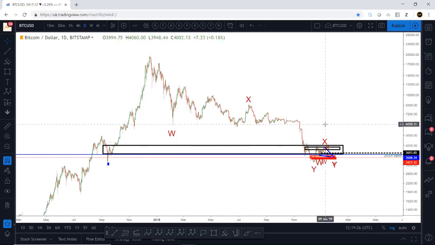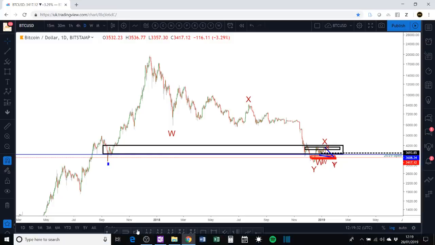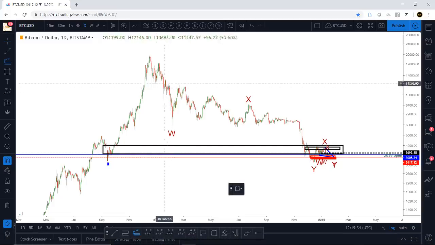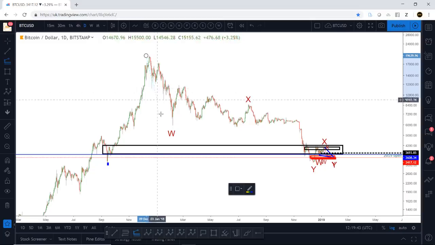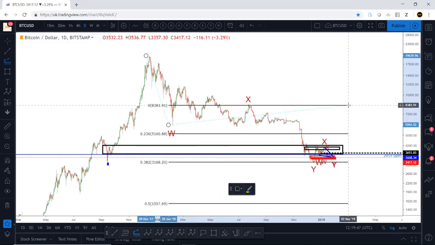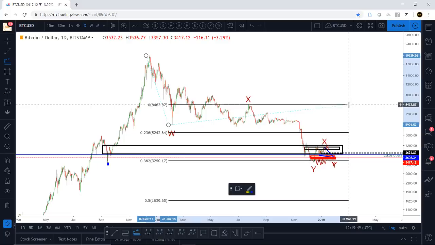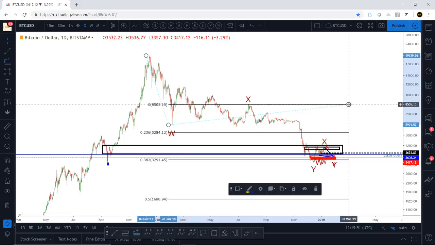Okay, so that's just our longer term time frame count. Now just to explain why we actually came down to this level. First of all, there was a Fibonacci extension relationship between waves W and Y. We actually saw a similar thing in 2014, which is what made me think about this target in the first place. You can see it's around 3,300 here, and we did actually surpass it slightly.